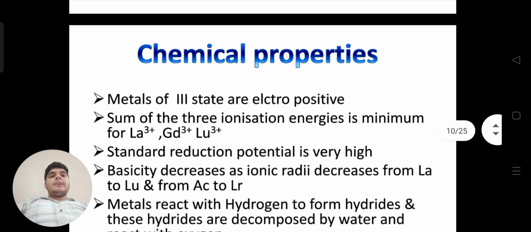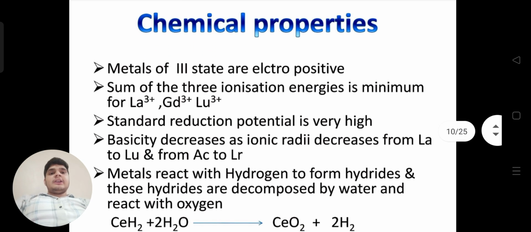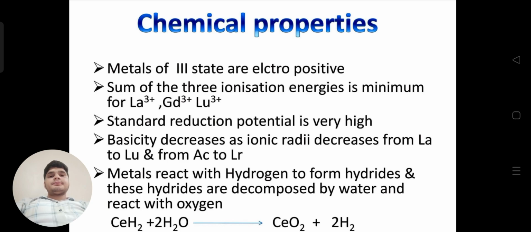Now see the chemical properties of the lanthanides. Metals in the +3 oxidation state are electropositive. Also, the sum of the three ionization energies is minimum for lanthanum, gadolinium and lutetium in the +3 oxidation state. The standard reduction potential of the elements is very high. Basicity decreases as ionic radii decrease from lanthanum to lutetium and from actinium to lawrencium.